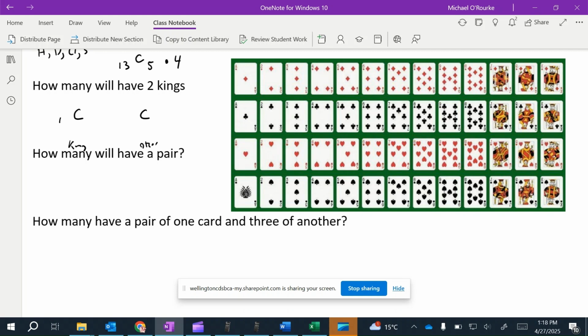How many kings are in the deck? There's 4 kings. I want 2. Then of the rest of the cards, once I have 52, I take out my kings. I'm left with 48. So I have 48 cards left. So I'll multiply between them. Then to fill my 5, I need 3 more cards.